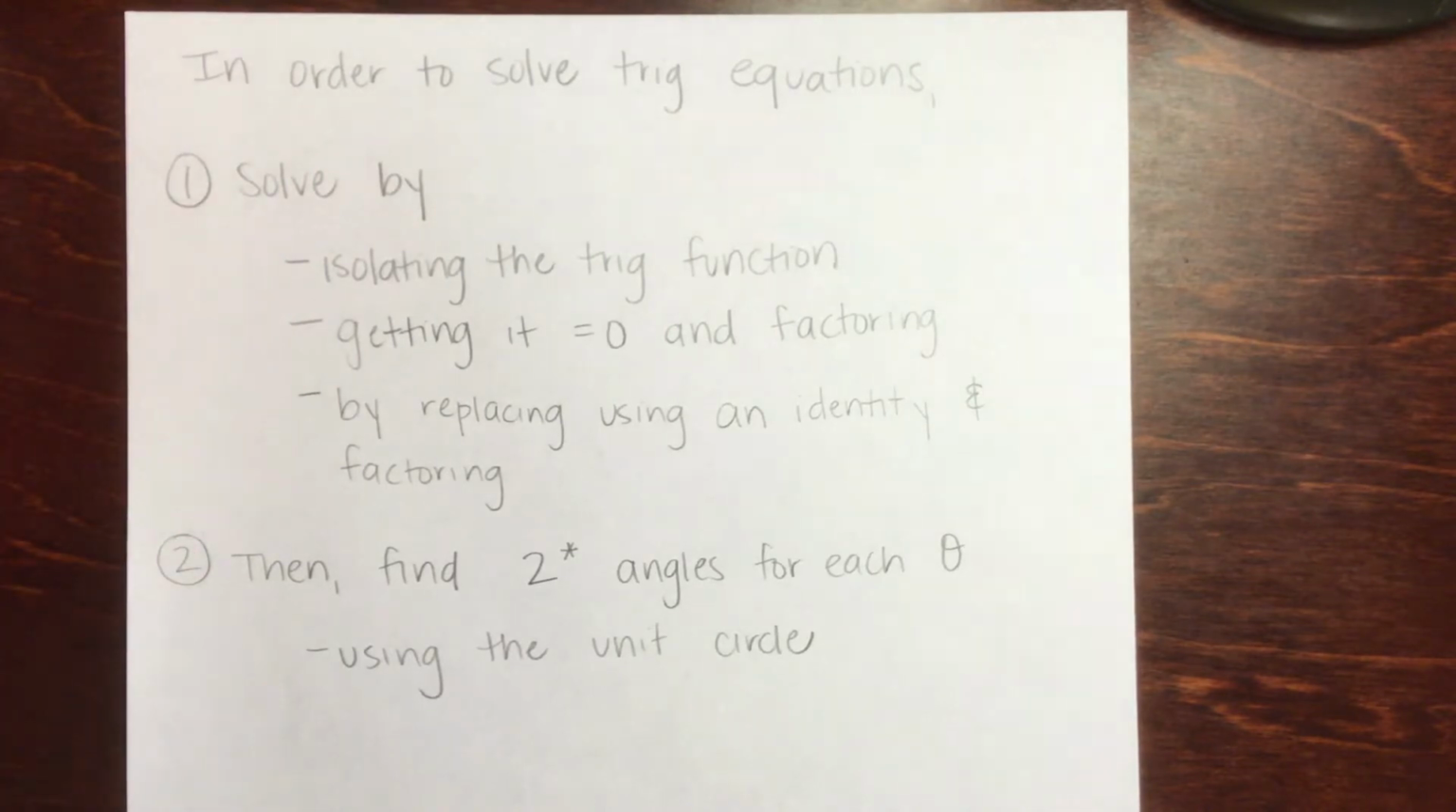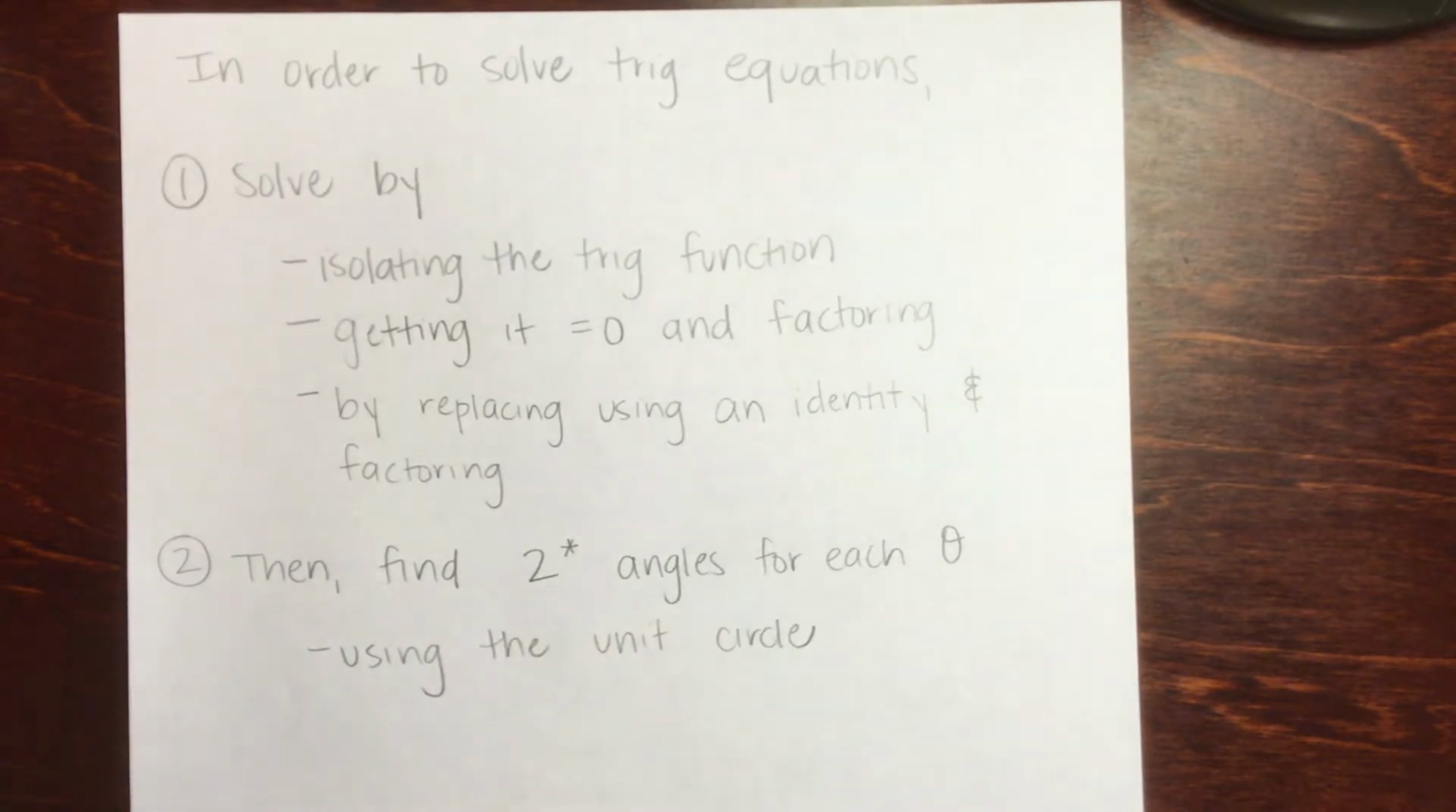All right, once you have it solved though, I know I'm using "solve" to say we're going to solve, it's a little confusing, but once you have this first step done, then you have to take it one step further and find two angles, two number answers with pi in them for each of your thetas. There's two angles and we're going to use the unit circle.